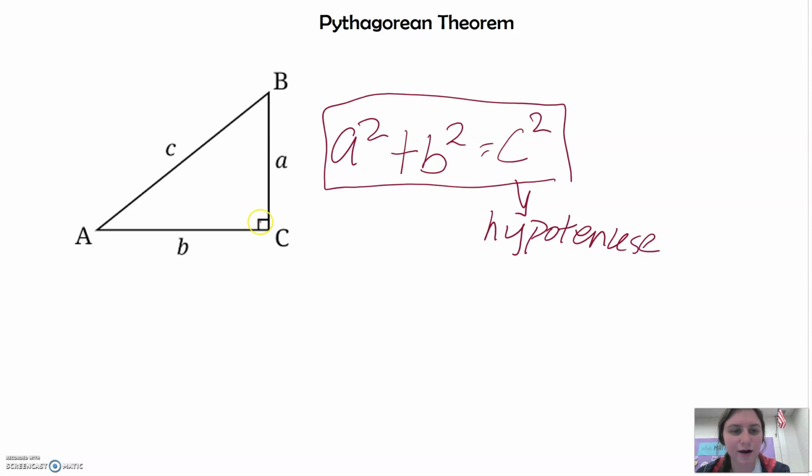And that's always opposite the right angle. So if I go opposite the right angle, it's always going to be the longest side, and it's always opposite the right angle. And then these are just the other legs of the triangle. So if angle A, angle B, so essentially we can use this to solve problems.